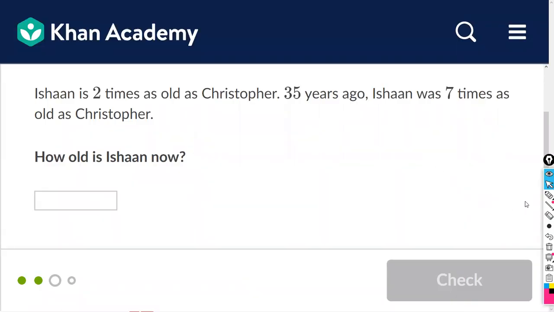All right, one more on this one. I'll just do the setup. It says Ishaan is 2 times as old as Christopher. 35 years ago, Ishaan was 7 times as old as Christopher. How old is Ishaan now? Okay, so Ishaan's age, we're going to represent with the letter I. Christopher's age will represent with the letter C. Okay, so right now, Ishaan is 2 times as old as Christopher. So I equals 2 times C.